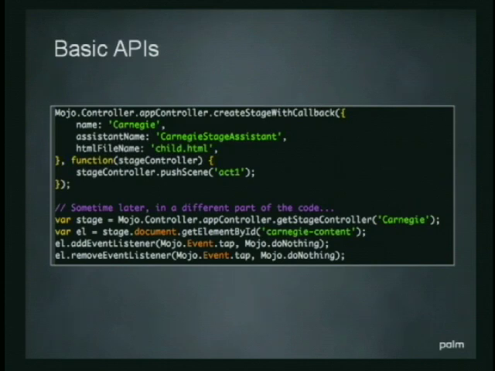So this is something that once you move to a multi-stage app, you have to be careful of, because if you've just referenced document anywhere, you've got to make sure you're referencing the document that's attached to the correct stage controller. And then once you get a reference to that element, you know that that element's within the correct document, so you can just do regular DOM manipulations with it.